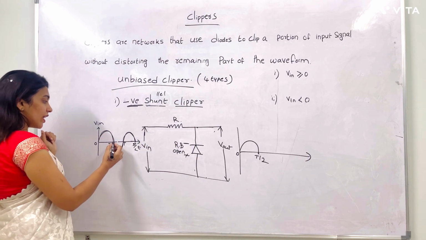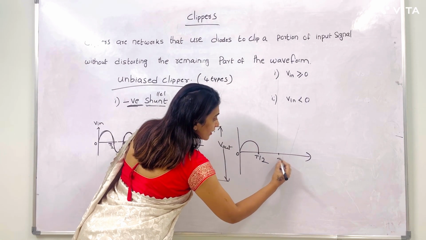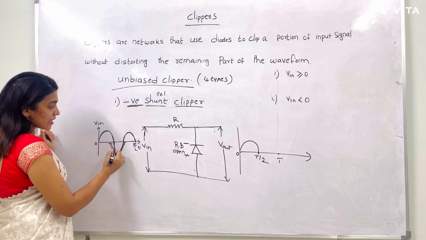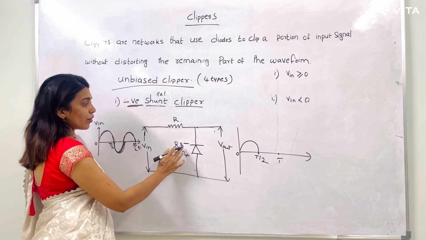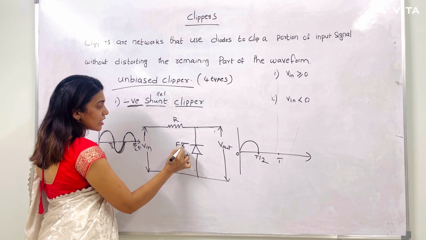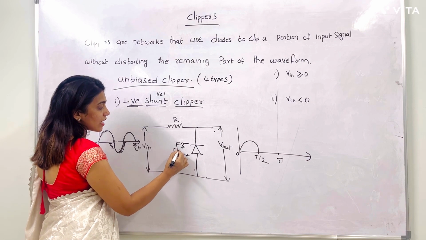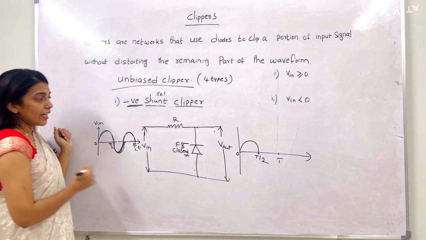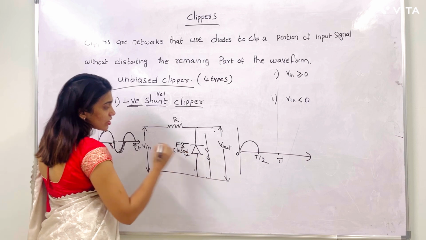Next, during the negative half. During the negative half means T by 2 to T. This is the input. Input is at a negative peak. Negative is given to the negative terminal of the diode, right? So it is going to be a forward bias condition. If it is in forward bias condition, it acts like a closed switch.